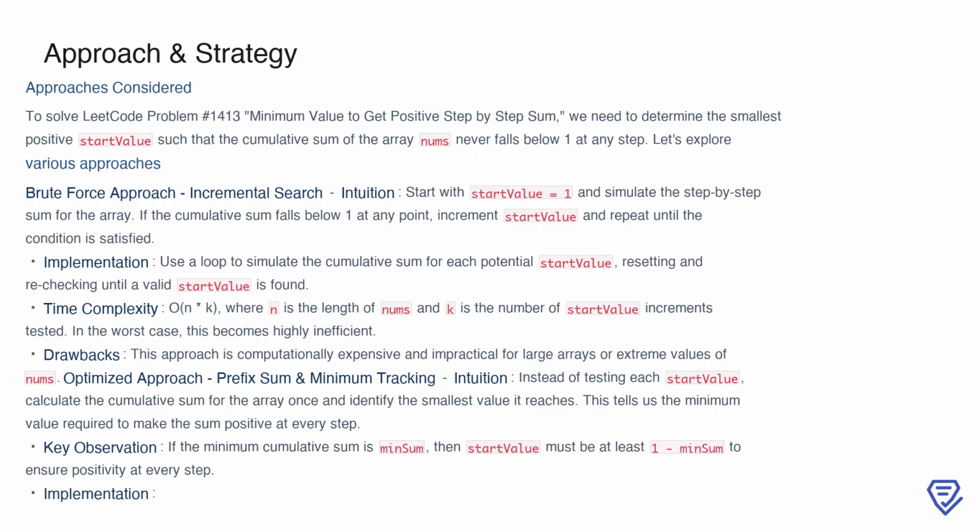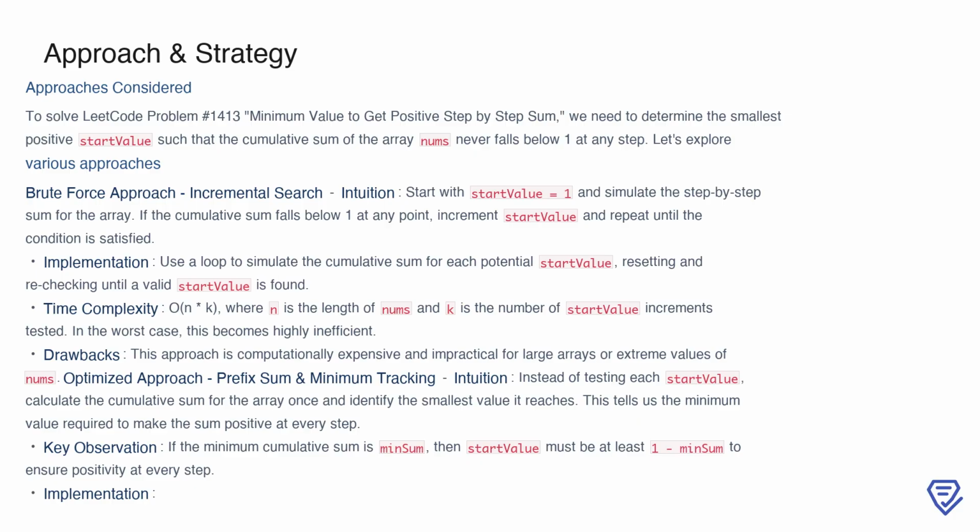While this method is simple to understand, its implementation involves repeatedly looping through the array for each tested start value, leading to a time complexity of O(n * k), where k is the number of increments required to find the solution. This makes it highly inefficient, especially for larger arrays or extreme values.